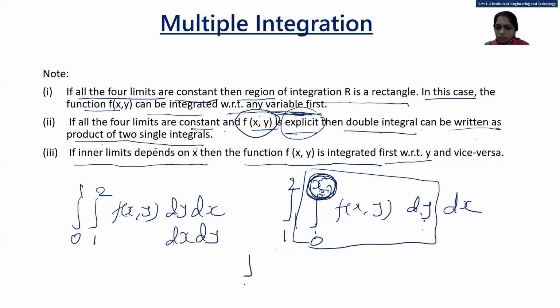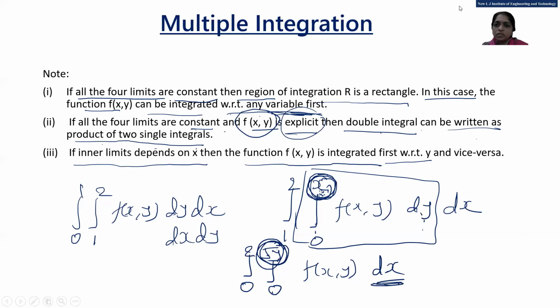Suppose I give one more, that is 0 to 2, and your inner integration is 0 to root y. It means your inner integration depends on what? It depends on y, right? At that time, you have to do your integration first with respect to x, because your inner integration depends on y.